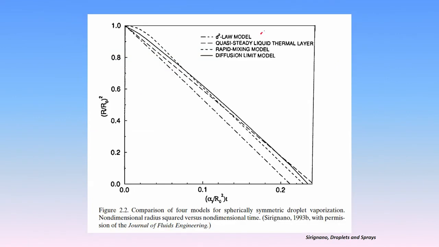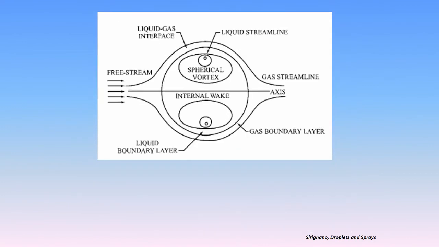If you compare the 4 models, that is the quasi-steady, rapid mixing, the diffusion limit, and the D-squared law, you find that in the R squared scale all of them kind of show more or less similar stuff. That is why your D-squared law is a very good assumption to begin with, if you just are interested in knowing the decay of the droplet diameter. But if you are interested in something more than that, then it becomes a little bit of a problem.